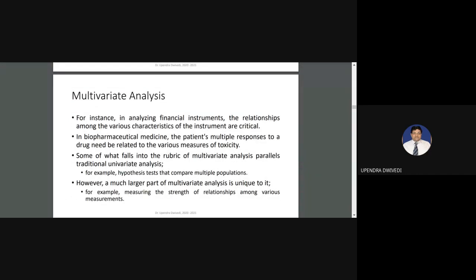Let us discuss the financial instrument. In a financial instrument, we have to be more focused on the various factors that are affecting the finances of individuals, the finances of countries, and the finances of businesses. So we look for the relationship between the various characteristics of the instruments. What is a financial instrument? Financial instruments are the way we manage our money.